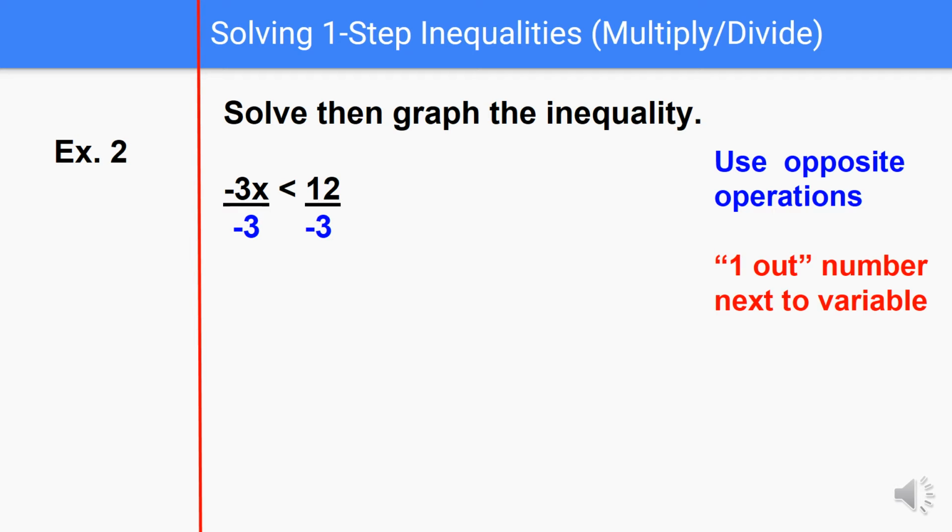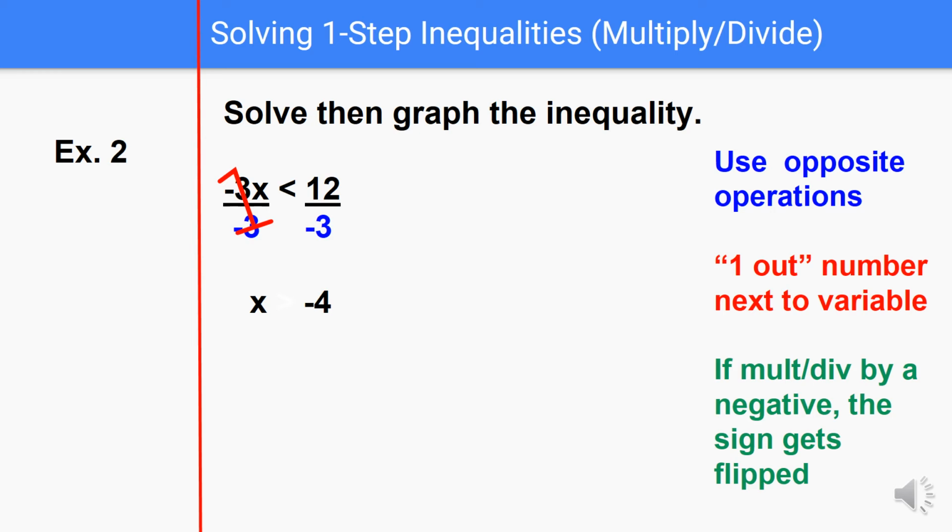What that does is cancel out, or better said, turn into 1, the number next to the variable. Negative 3 divided by negative 3 turns into 1, not 0. Important to know. So when we simplify this, we have 1x, or just x, on the left side, negative 4 on the right side, because a positive divided by a negative is a negative. But the sign itself would flip.